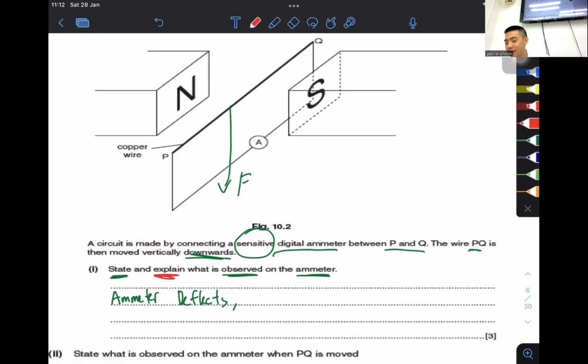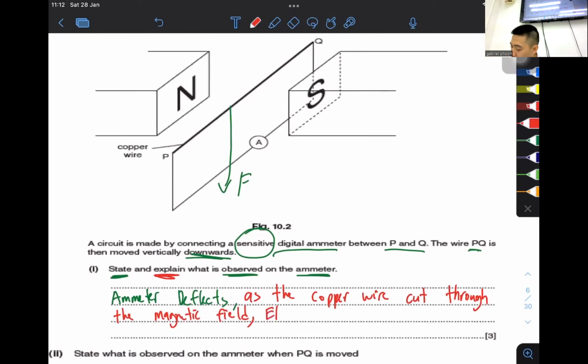Electromagnetic force. Right. So you're supposed to explain as the conductor, the copper wire, cuts through. The key word here is definitely cutting through the magnetic field. All right, cut through the magnetic field. Electromagnetic induction occurs.